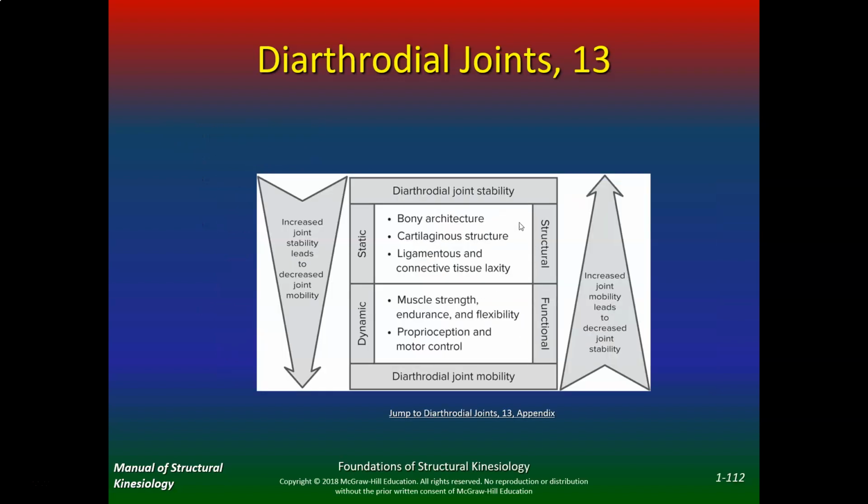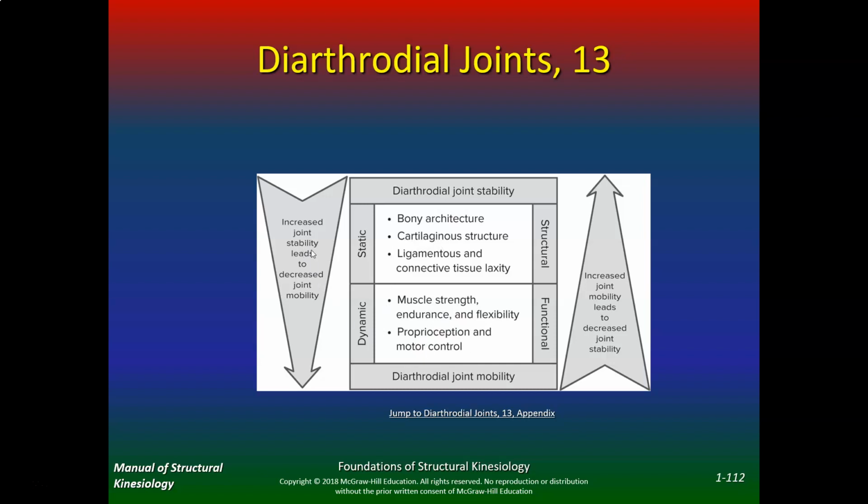All right. So here's a good little example here. Now, still talking about diarthrodial joints. What would make it static? Bony architecture, cartilage structure, ligamentous, and connective tissue laxity would determine that. What makes it dynamic? Muscle strength, endurance, and flexibility, proprioception, and motor control.